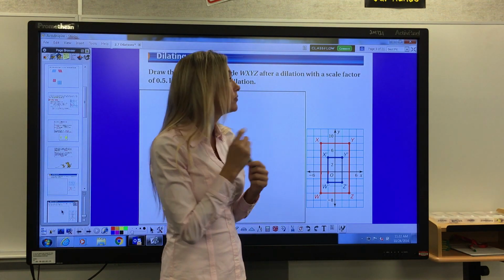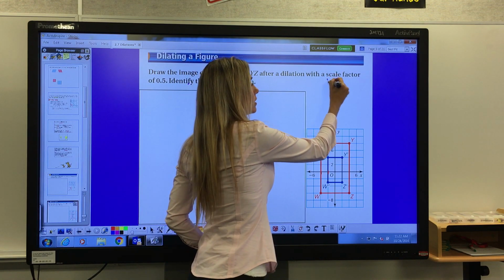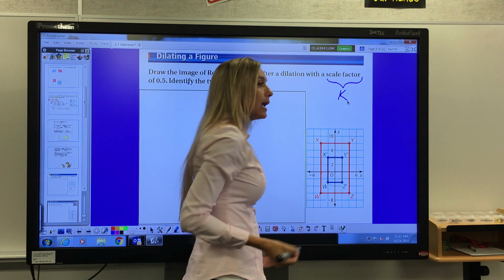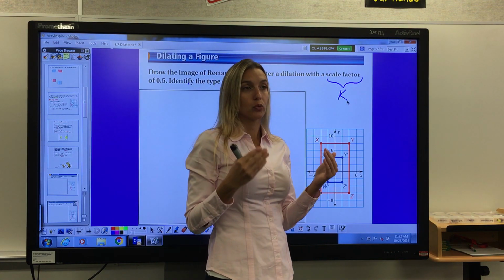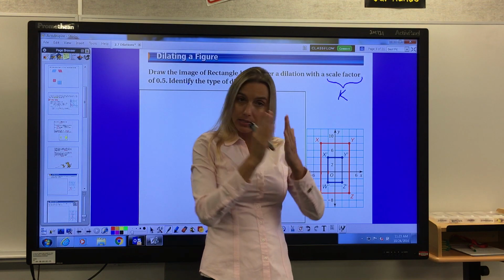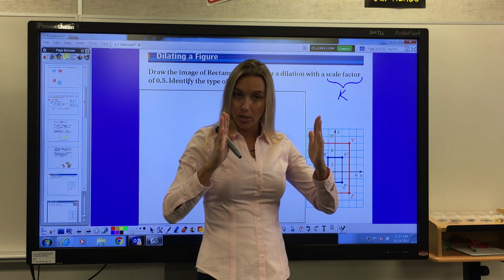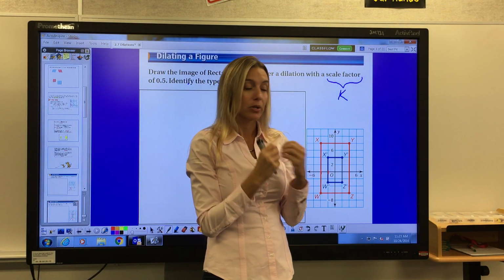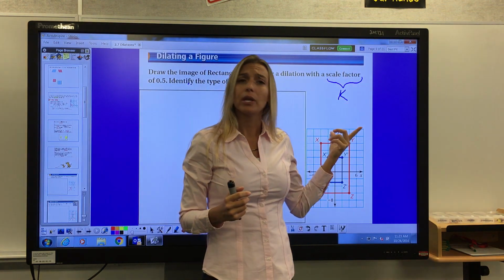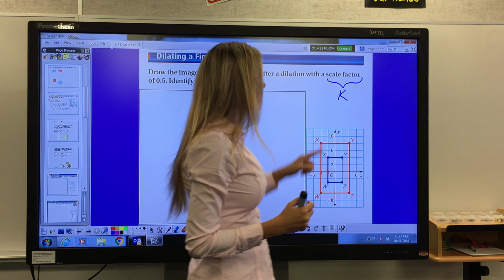That means scale factor. Scale factor is represented by a letter K. K is the scale factor, which means multiply. Multiply a side or the image by a number. And that number is usually going to be given to you, or sometimes you're going to have to figure it out.